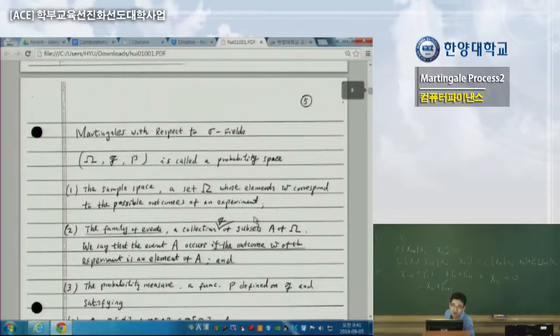Now we have a bit of a hard part, right? Martingale with respect to the sigma field. It is like a topology. Have you ever heard of topology? Do we have anyone who visited the mathematics or engineering department and took real analysis or advanced calculus or topology?